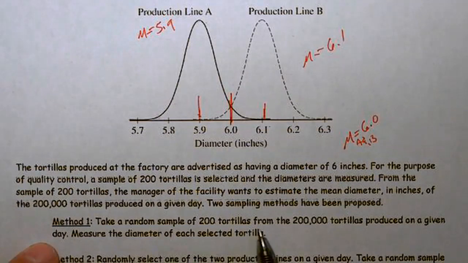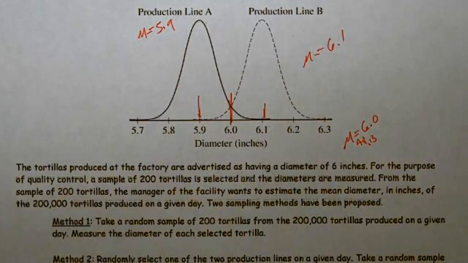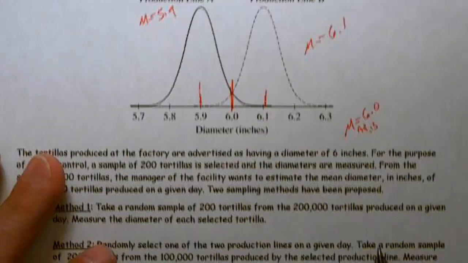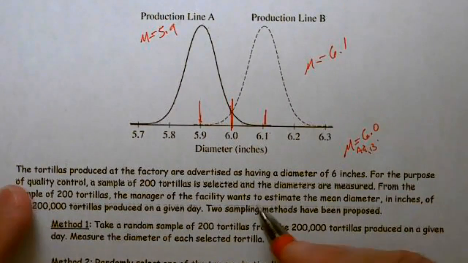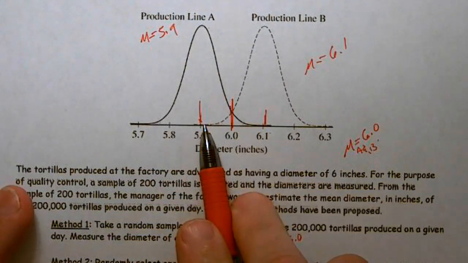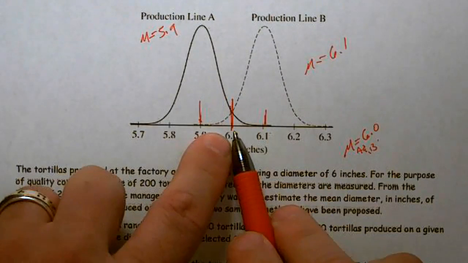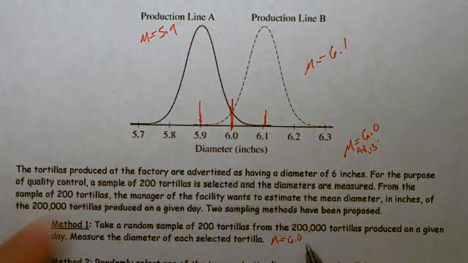Take a sample of 200 tortillas from the 200,000 produced on a given day, and measure the diameter of each of the selected tortillas. So in this case, we would be randomly selecting 200 tortillas from the 200,000. So we'd be getting some from both A and B. And if we're getting from both A and B, we would expect our mean for this one to be probably about 6 inches, because we're going to have half at 5.9 and half at 6.1. So on average, they'd probably average out to about 6.0.